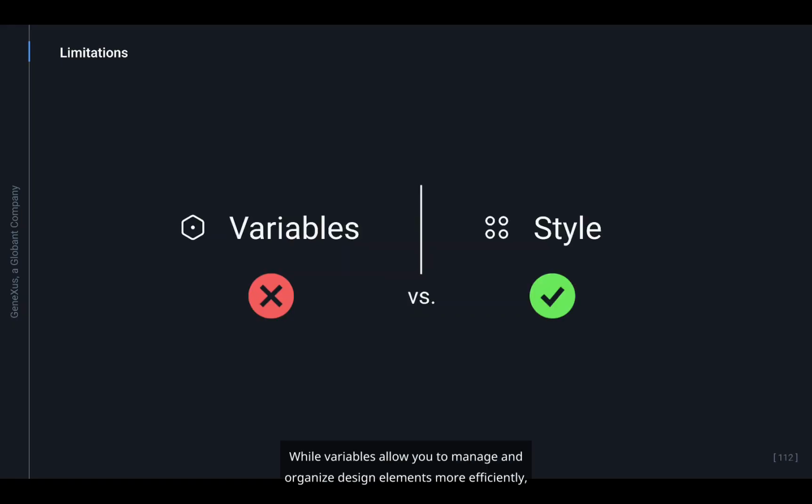While variables allow you to manage and organize design elements more efficiently, currently Genexus only supports styles. For this reason, it is not recommended to rely on variables for design import. Instead, as we mentioned in the previous module, it is advisable to use text and color styles in Figma or define variables directly in Genexus.